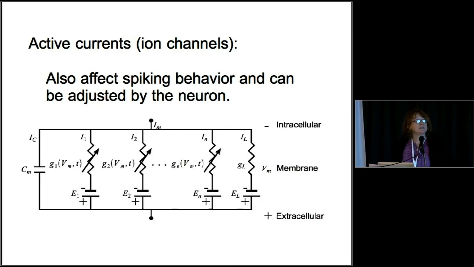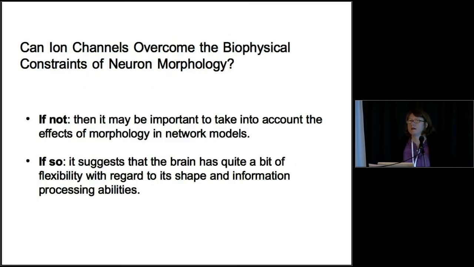So what I wanted to do is I just wanted to know whether ion channels could overcome the constraints morphology places on the spiking behavior of neurons. And if they can't, it'll probably be pretty important to take into account the effects of morphology in these complicated networks that we're creating that are usually point neurons. If they can, I would never say that the brain doesn't use morphology to do computation, but it suggests that the brain has quite a bit of flexibility with regard to its shape and information processing abilities.